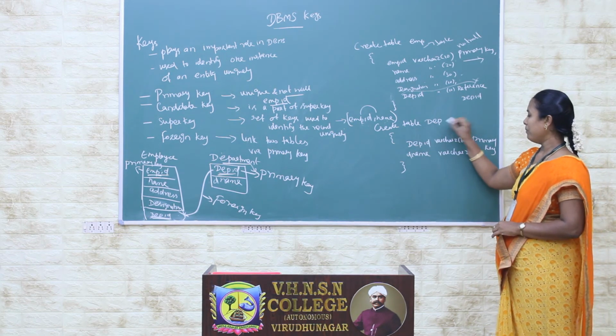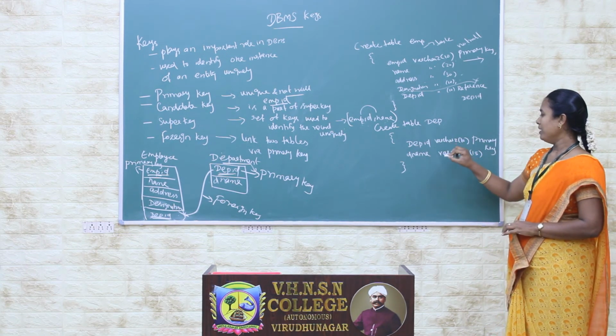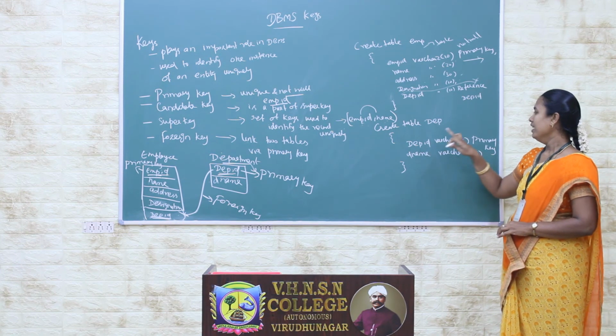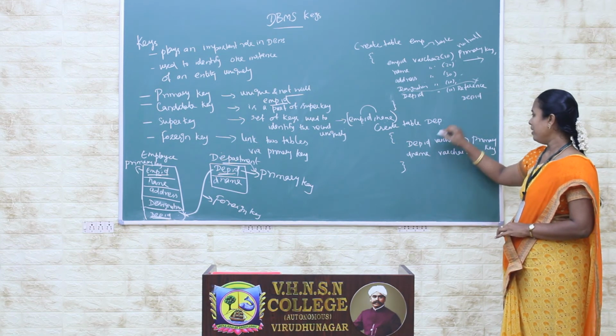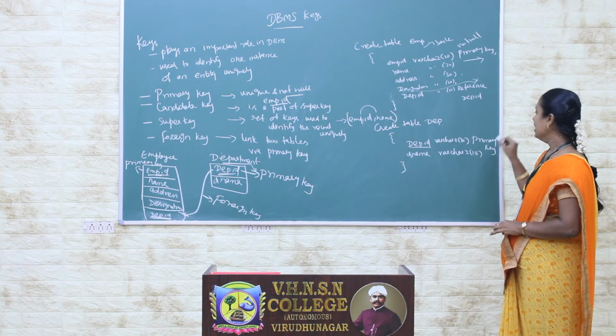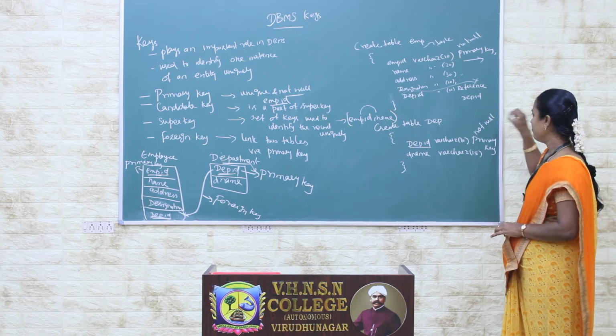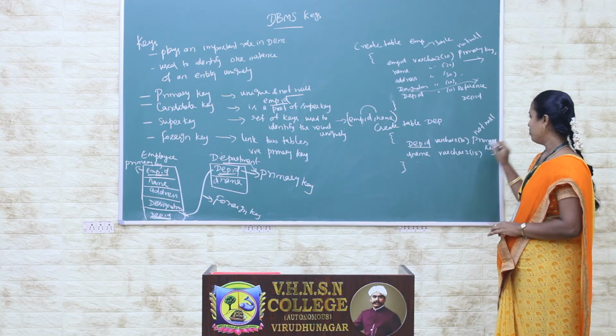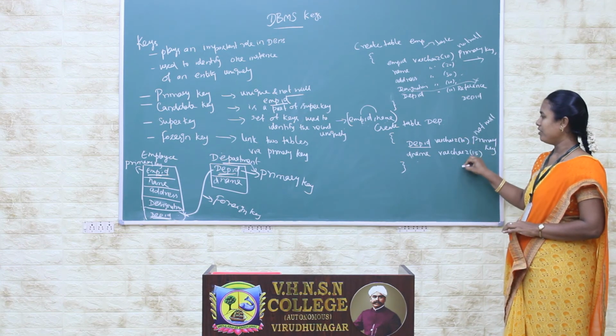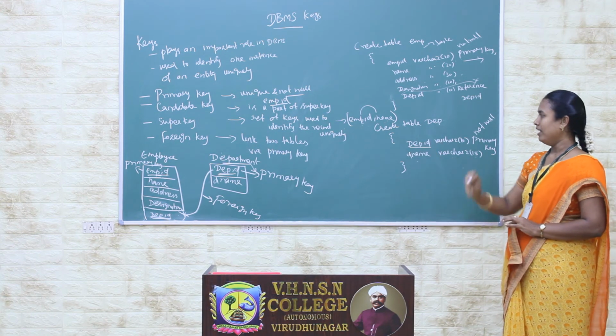Create table department, where department is the table name. I mention two fields: department ID, varchar2(10), which acts as the primary key in this table, and here also not null is possible. Then department name, varchar2(15). After executing this query, I get a table like this.